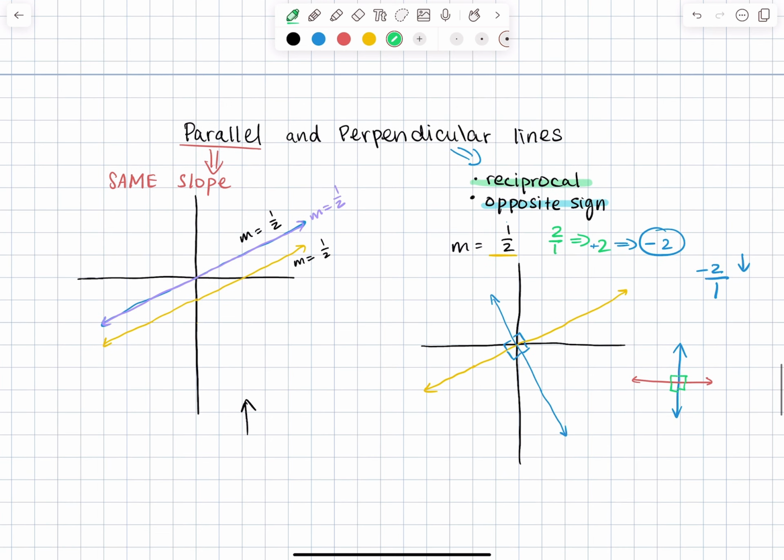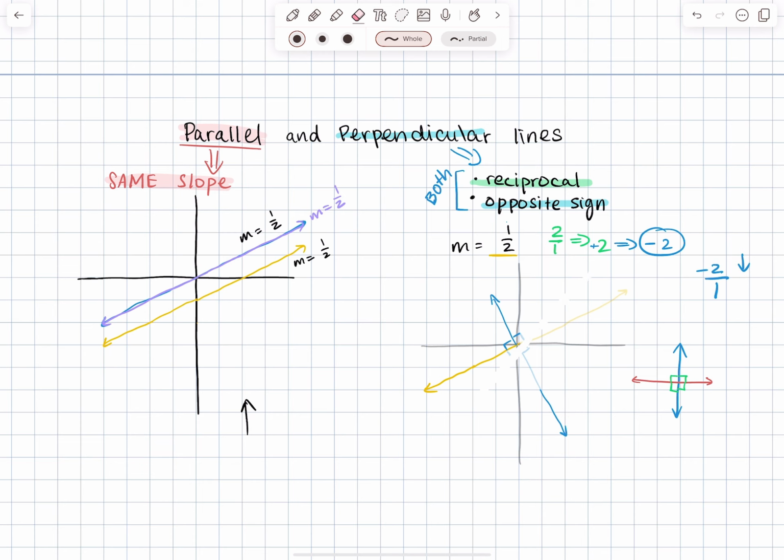So remember, parallel is when you have the same slope. Parallel, same slope. For perpendicular, you want to make sure you have these two things. They have to be both. So both of them should apply. So you can't just have 2, right? Because if you had 2, it wouldn't be a 90 degree angle.